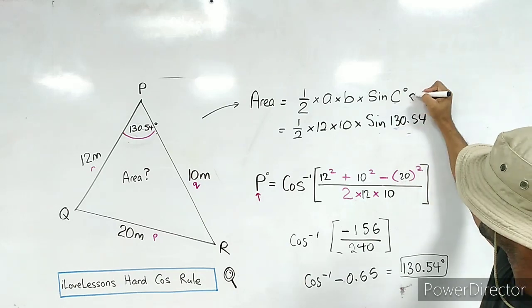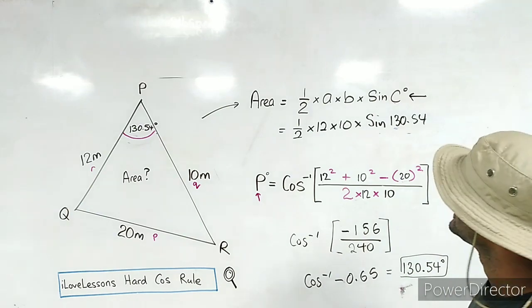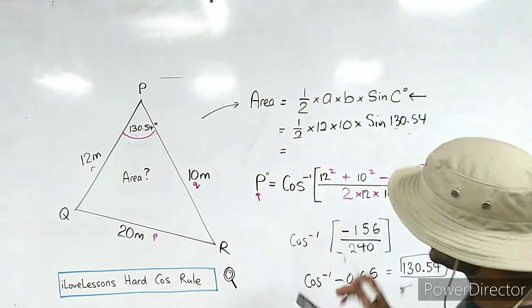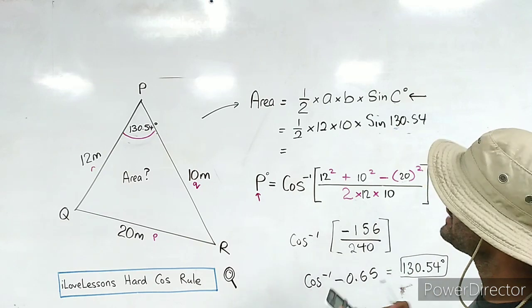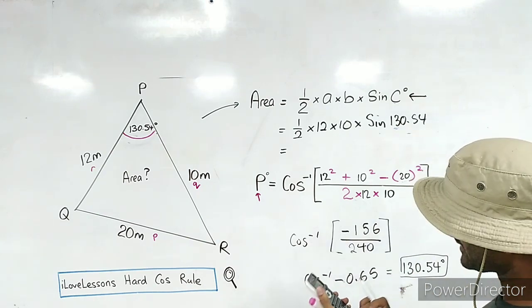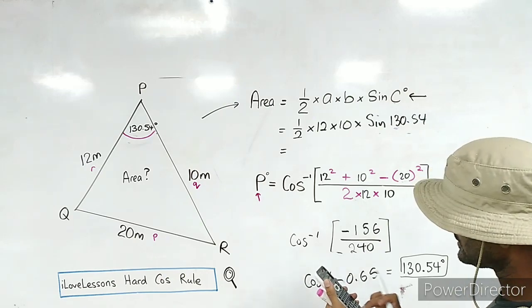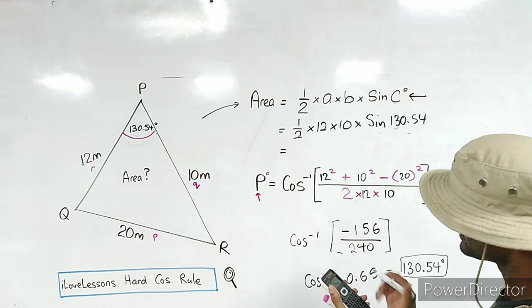By the way, this is the formula you will see on the formula sheet, but I'm showing you how to interpret it. Let's work it out and we will have the area of this triangle. So a half multiplied by 12 multiplied by 10 multiplied by sine 130.54.